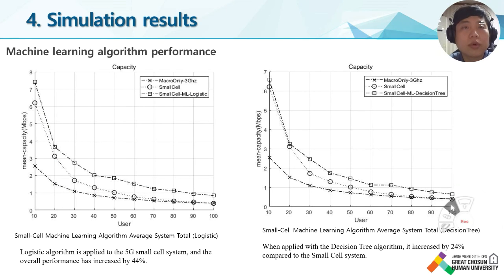The graph on the left shows system performance when the logistic algorithm is applied to 5G small cell systems, with a 44% increase in overall performance. The graph on the right shows the result of applying the decision tree in the 5G small cell machine learning algorithm, and shows a 24% increase in overall small cell system performance.